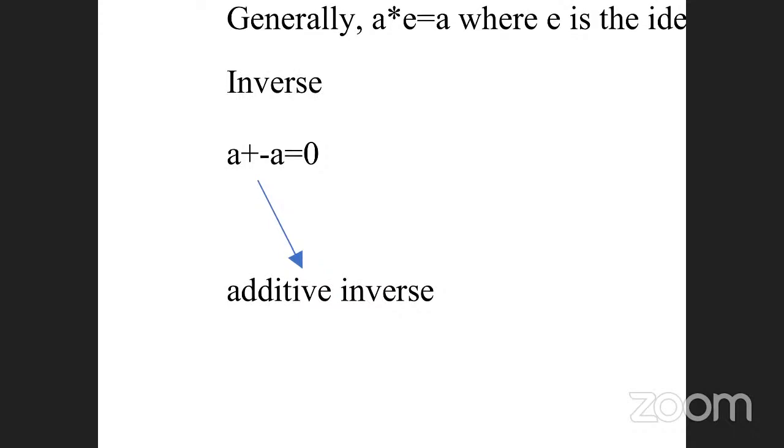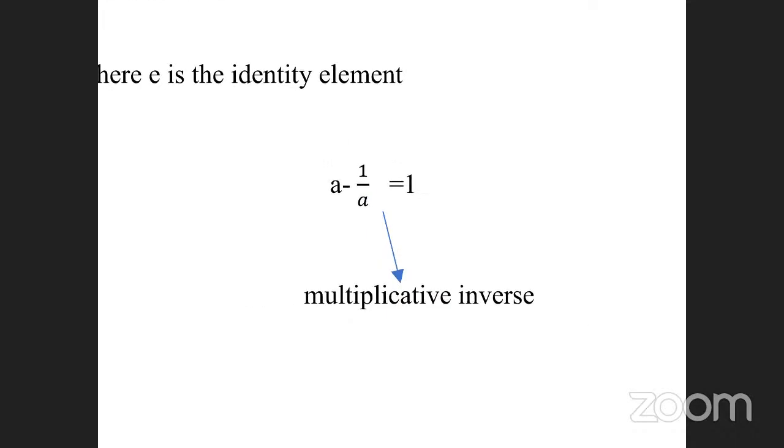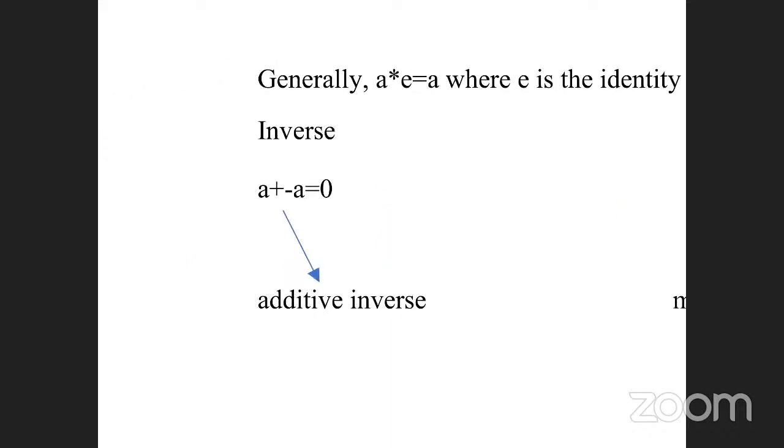A plus minus A is 0. So it means that the additive inverse is negative A. Multiplicative inverse is what? 1 on A. That's a mistake. That should be multiplied. A multiplied by 1 on A. All right? What do you all recognize about the additive inverse?